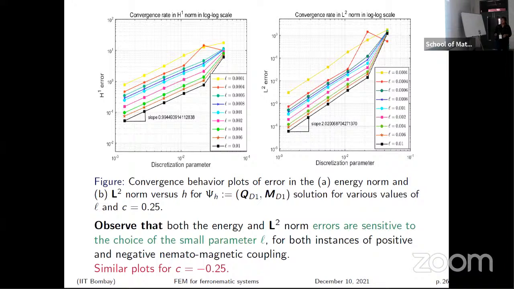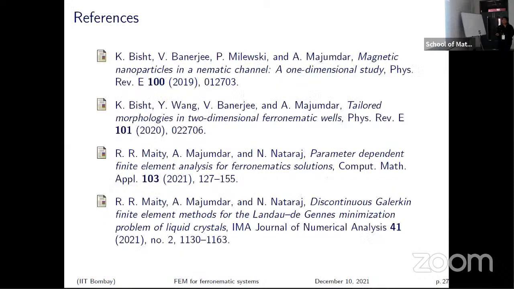This result is for C equals 0.25, corresponding to the positive coupling. This is for the H1 norm, and this is for the L2 norm. In both cases, we see this error sensitivity. We have similar plots for C equals -0.5. That is all. Here are two references. The work I presented is from this paper.